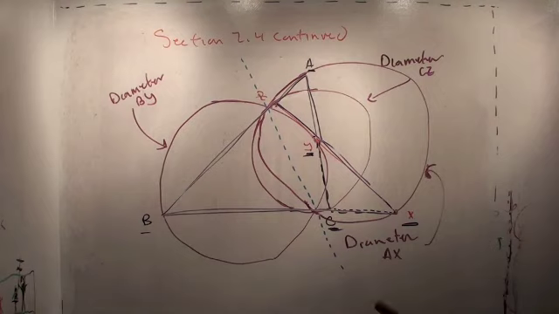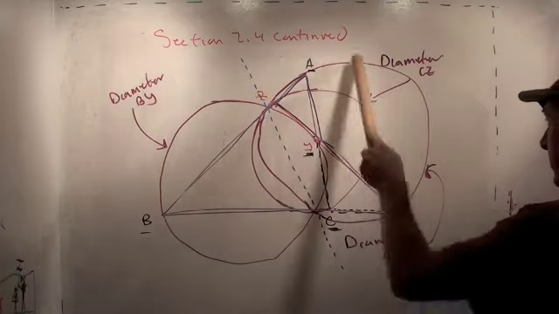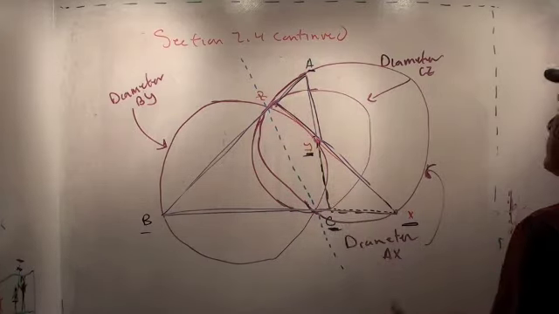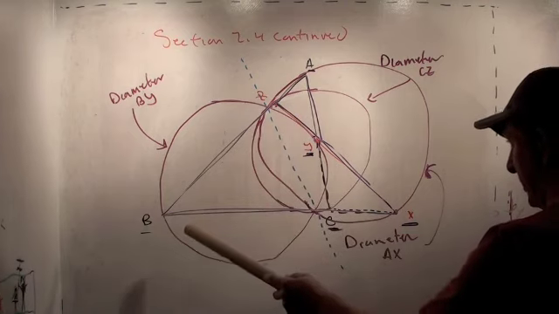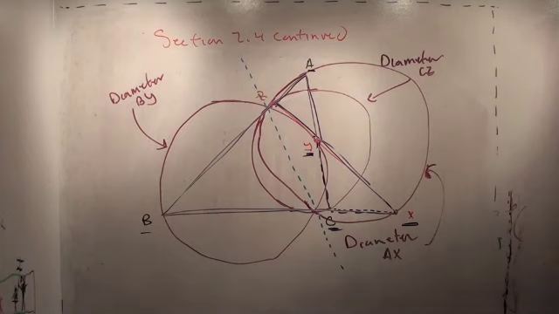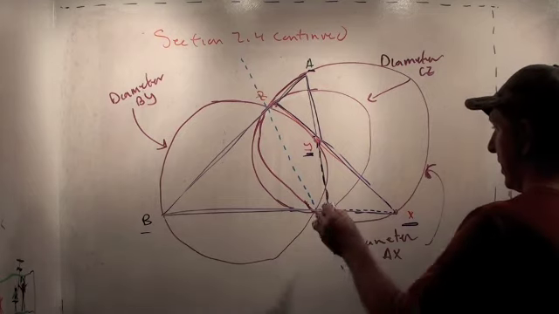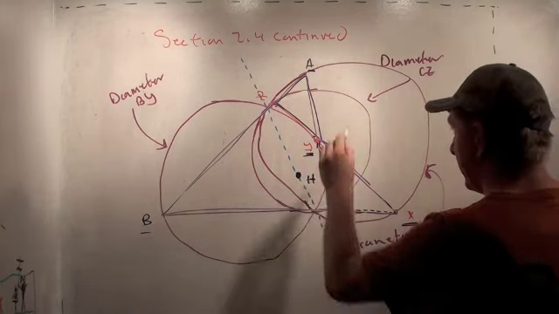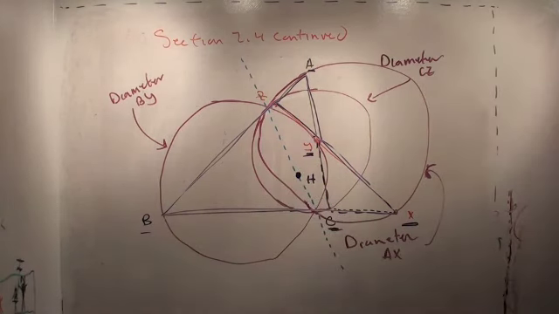And then we draw the diameters. We draw in our circles, and it's always the same circles: the circle with diameter AX, the circle with diameter CZ, and the circle with diameter BY. And what we learned last time is that any 2 of those circles have the orthocenter H of the big triangle ABC lying on their radical axis.